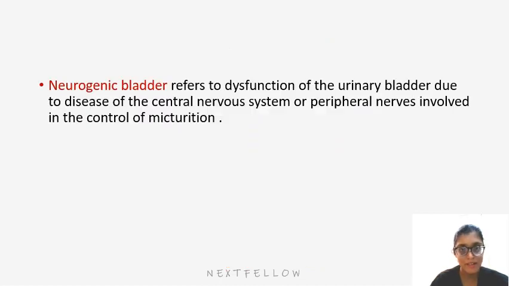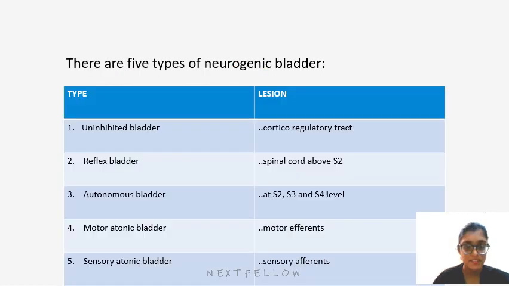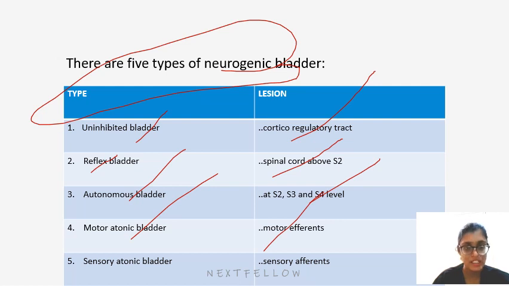So what is neurogenic bladder? Neurogenic bladder refers to dysfunction of the urinary bladder due to disease of the central nervous system or peripheral nervous system involved in control of micturition. There are 5 types basically of neurogenic bladder. Uninhibited bladder, it is a cortical lesion, cortical bladder. Reflex bladder, a lesion of the spinal cord above the level of S2. Autonomous bladder, it is at the S2, S3, S4 level. Motor atonic bladder, it is a disease of the motor efferents. Sensory atonic bladder, it is a disease of the sensory afferents.